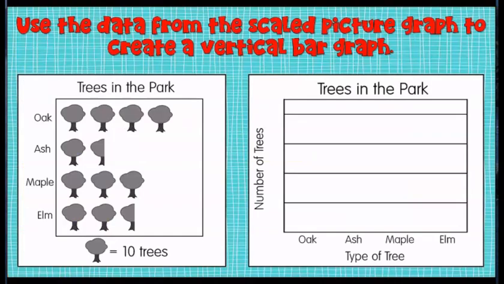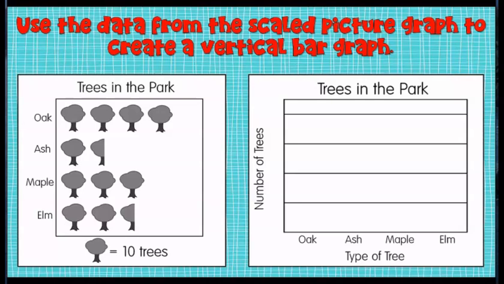in your bar graph. Now we're going to use the data from the scaled picture graph to create a vertical bar graph. We've already created picture graphs earlier in the week, and we've kept our pictos the same through, and now we're going to use that information and transfer it into a bar graph. And we've already got the titles, and we've got the sides labeled.